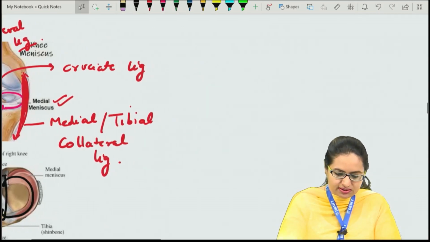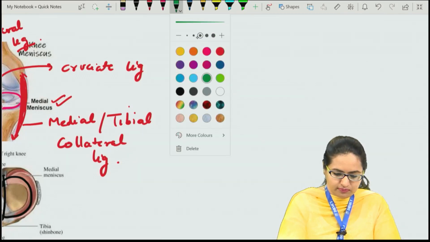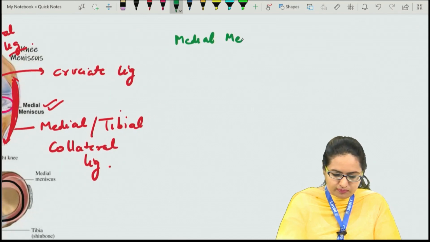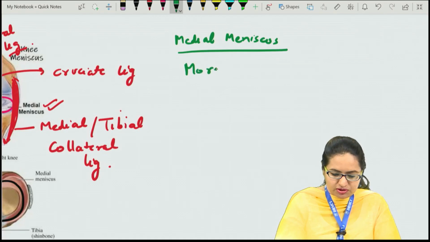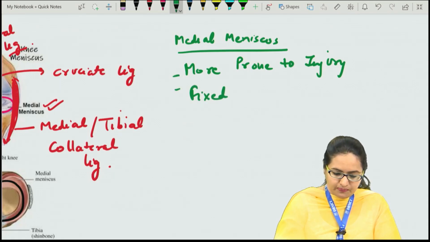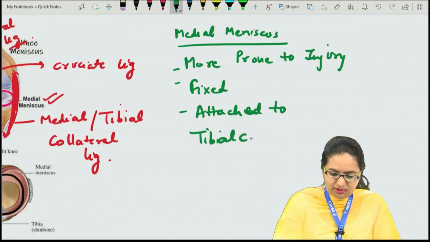So the medial meniscus, this medial meniscus, is more prone to injury. And the reason behind it is that it is fixed, it has attachment with the tibial collateral ligament, attached to the tibial collateral ligament.